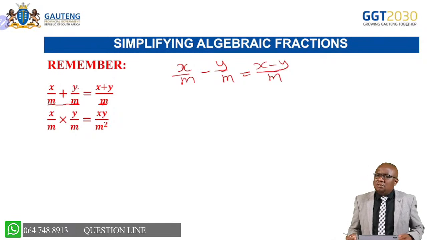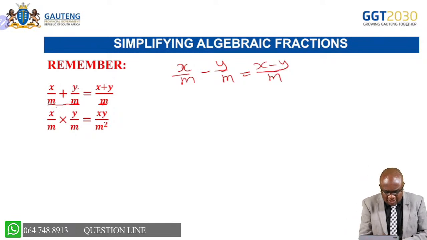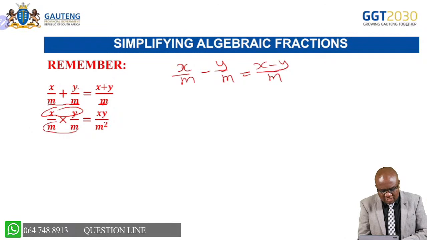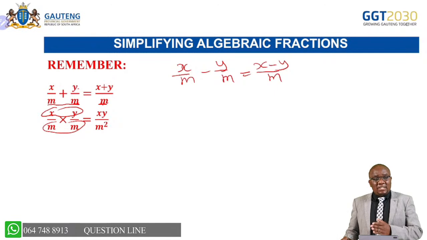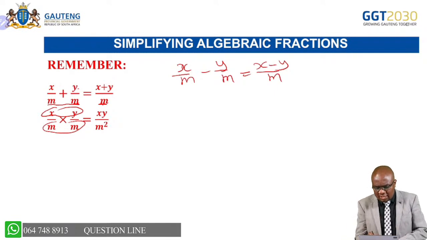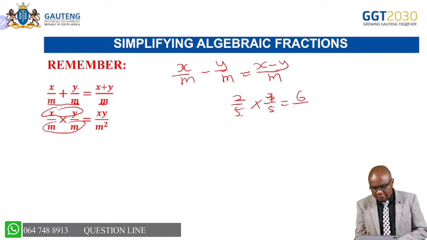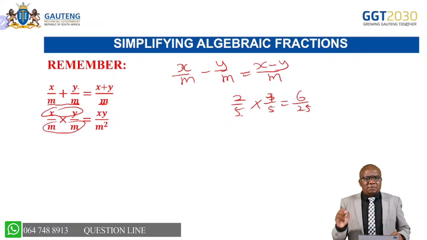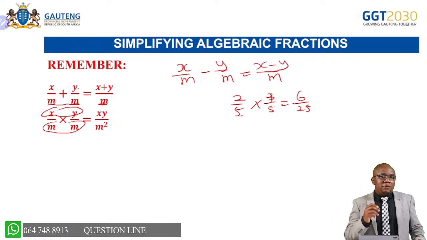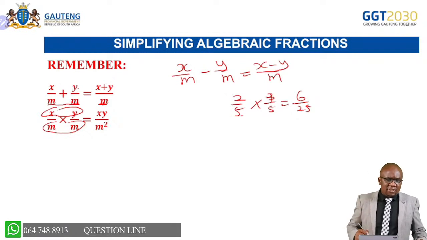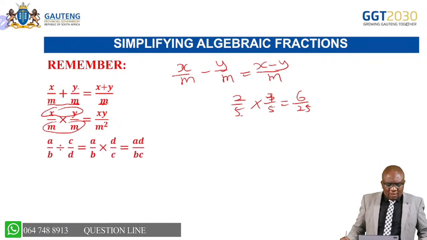And then multiplication is even easier, I think, than addition and subtraction, because I don't need to do anything. It's just numerator times numerator, denominator times denominator. That's multiplication. Like if you say 2 over 5 times 3 over 5, you just say 2 times 3, which is 6, then 5 times 5, which is 25. Numerator times numerator, denominator times denominator. That's multiplication. And then if you have the highest common factor, you can divide by that.